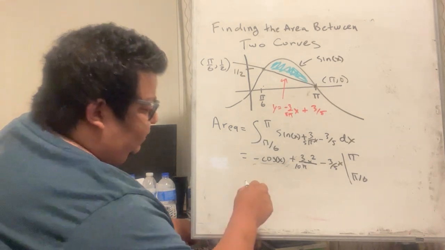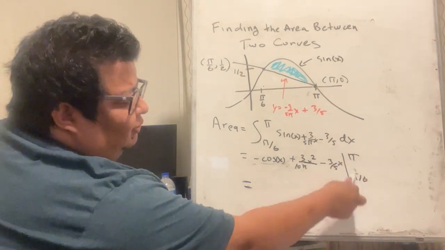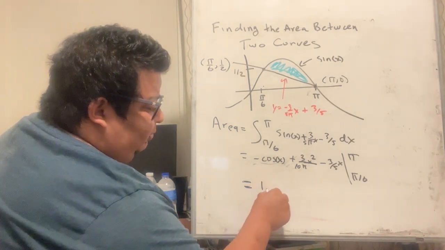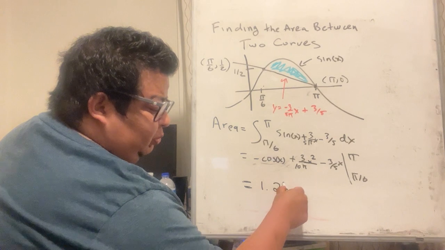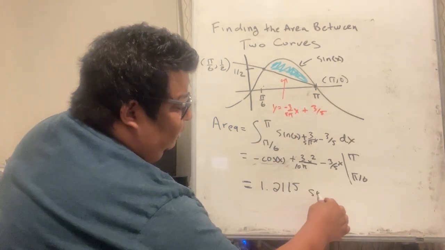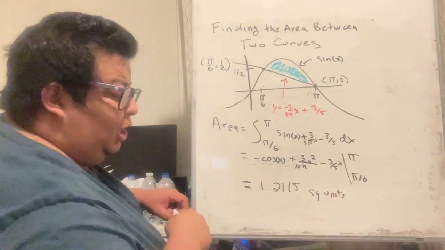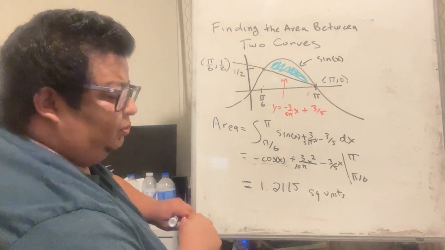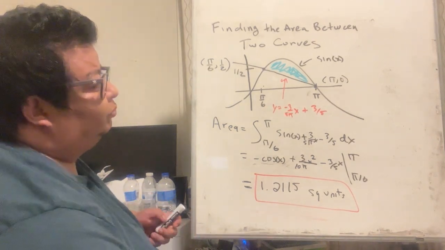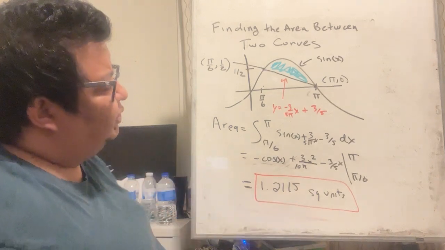Now, if we do this on the calculator, you plug in pi over 6 to pi here, and you're going to get 1.2115. Because this is area, we put square units. So this will be our final answer. This little piece here is 1.2115 square units.